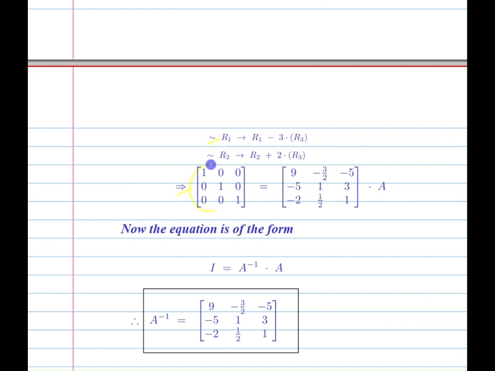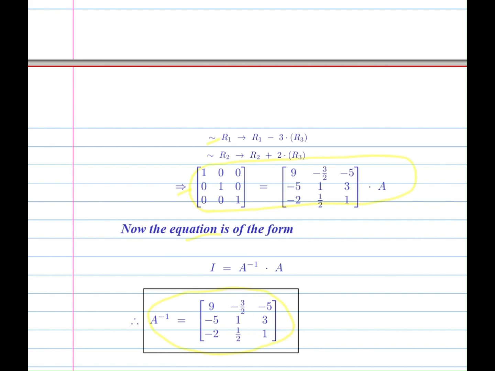Now this equation is of the form I equal to A inverse multiplied by A. So we can write A inverse as 9, -3/2, 5, -5, -5, 1, 3, -2, 1/2, 1.